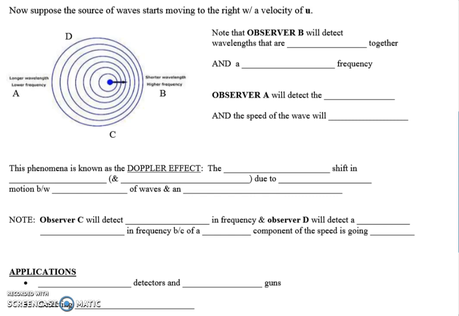So observer B will detect wavelengths that are closer together, i.e. a shorter wavelength. And if the wavelengths are closer together, it's going to be a higher frequency. So instead of the ba-dum, ba-dum, ba-dum that we heard from the original waveform, we're going to hear ba-dum, ba-dum, ba-dum, ba-dum, ba-dum. And A is going to detect just the opposite. A will hear a lower frequency and a longer wavelength.